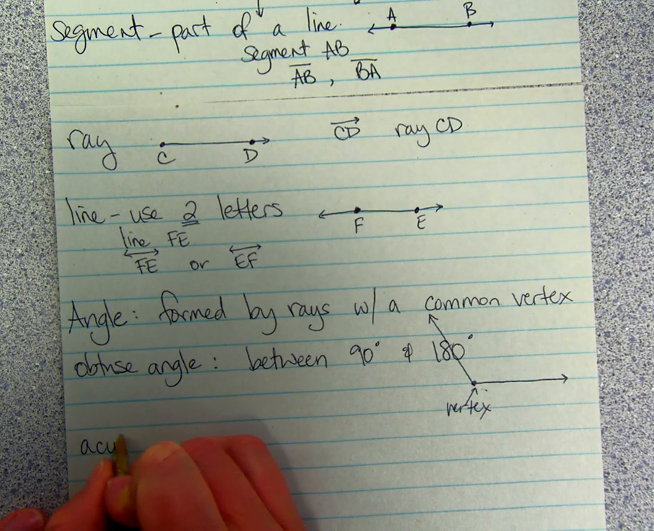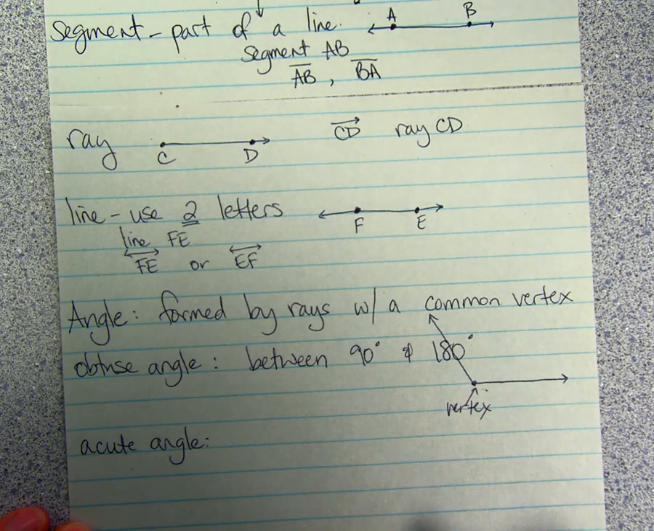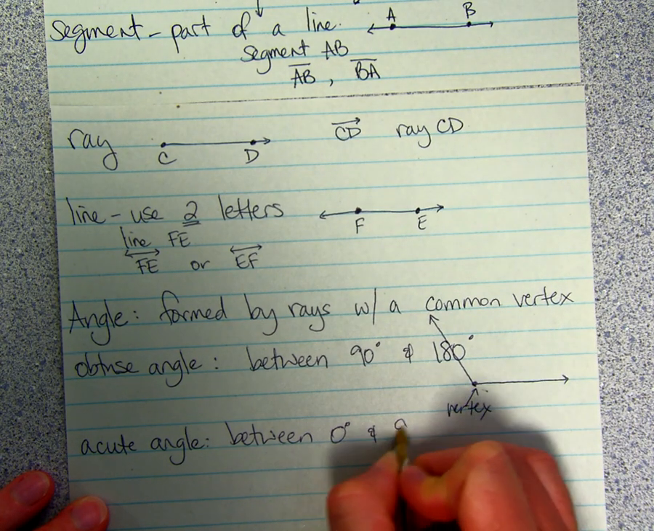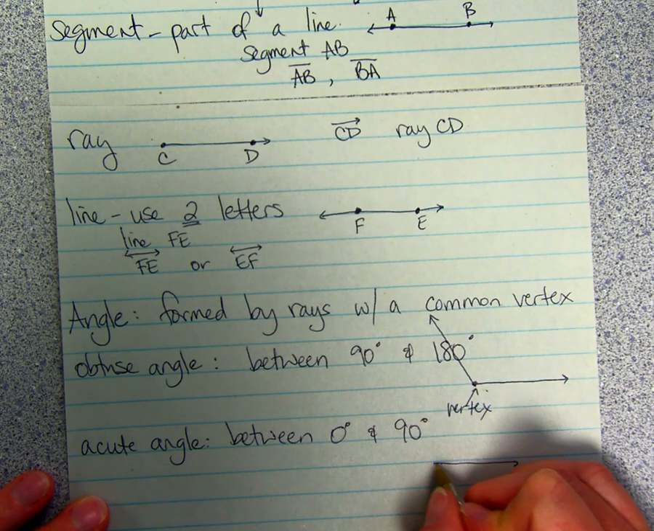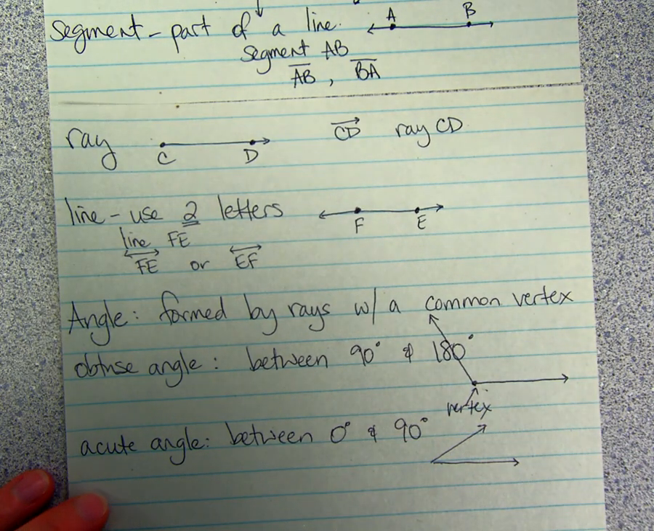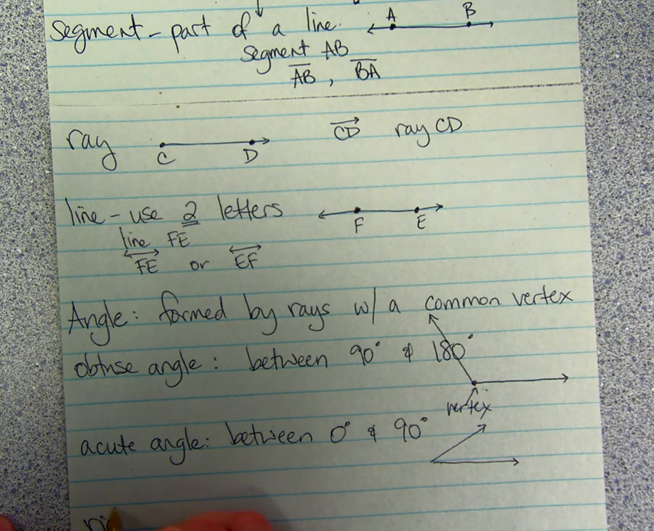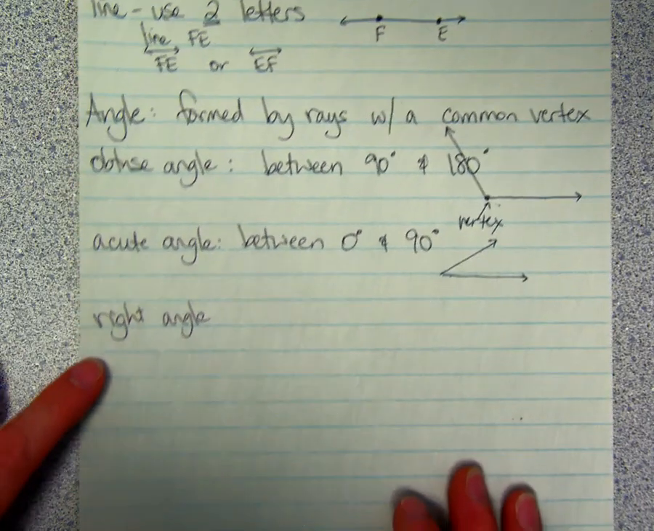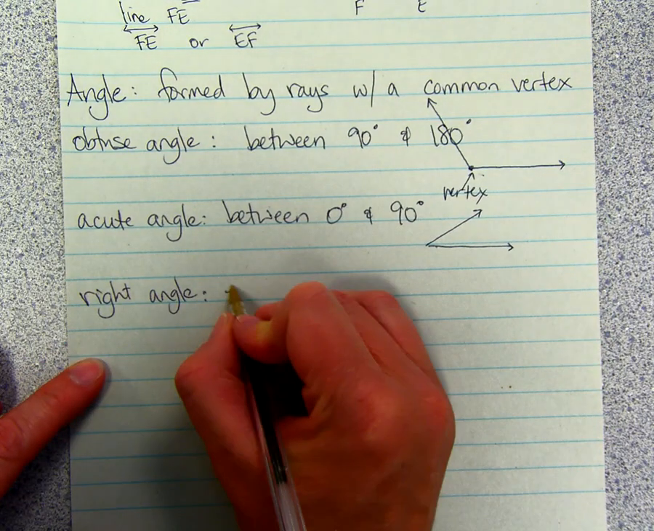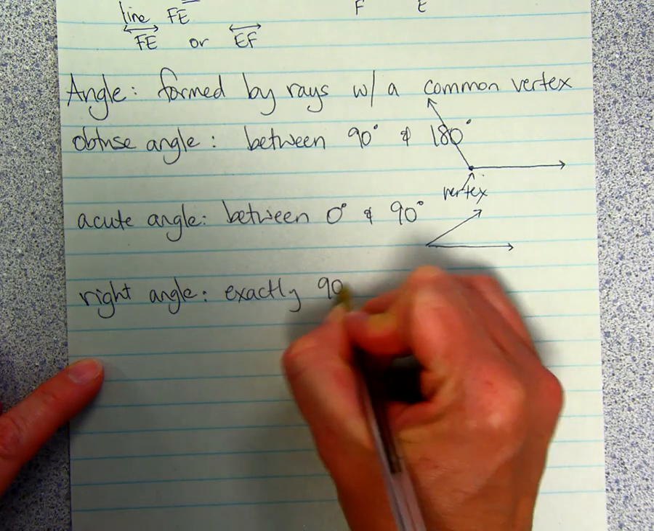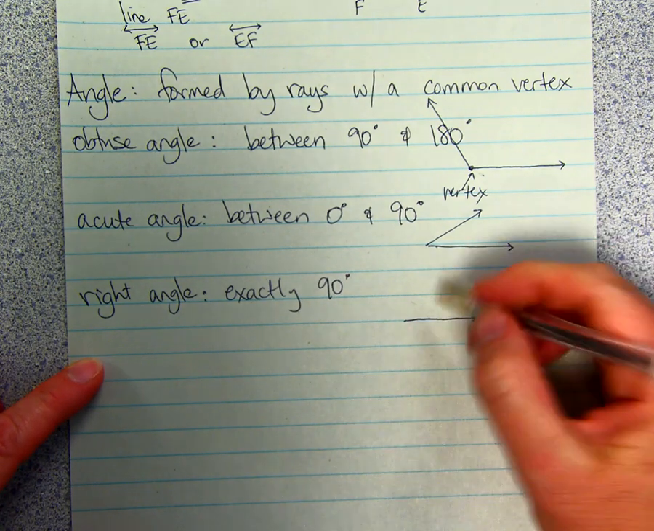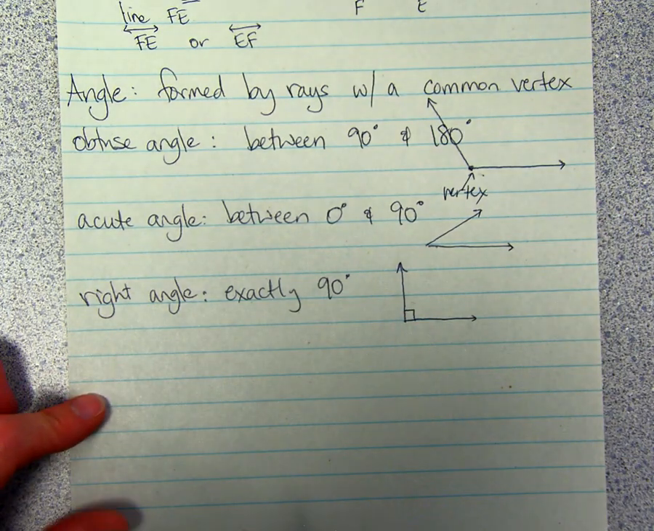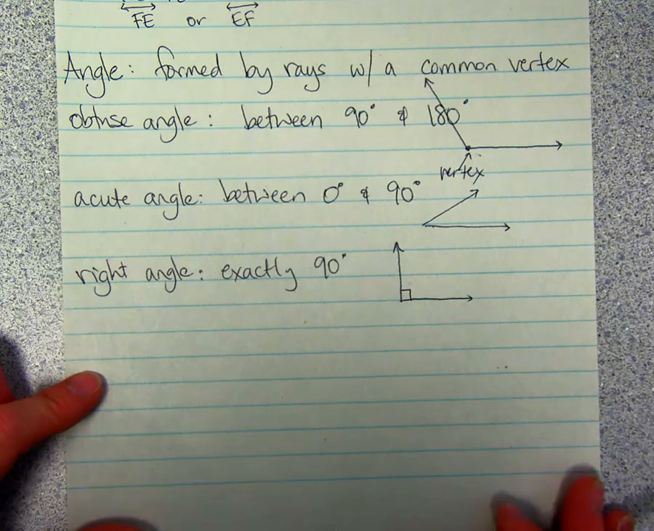We have acute angle is between 0 and 90 degrees. So here's an example of an acute angle. A right angle is exactly 90 degrees. And that looks like this, a horizontal and vertical ray. They'll have a little box in the corner which shows that it's exactly 90 degrees.